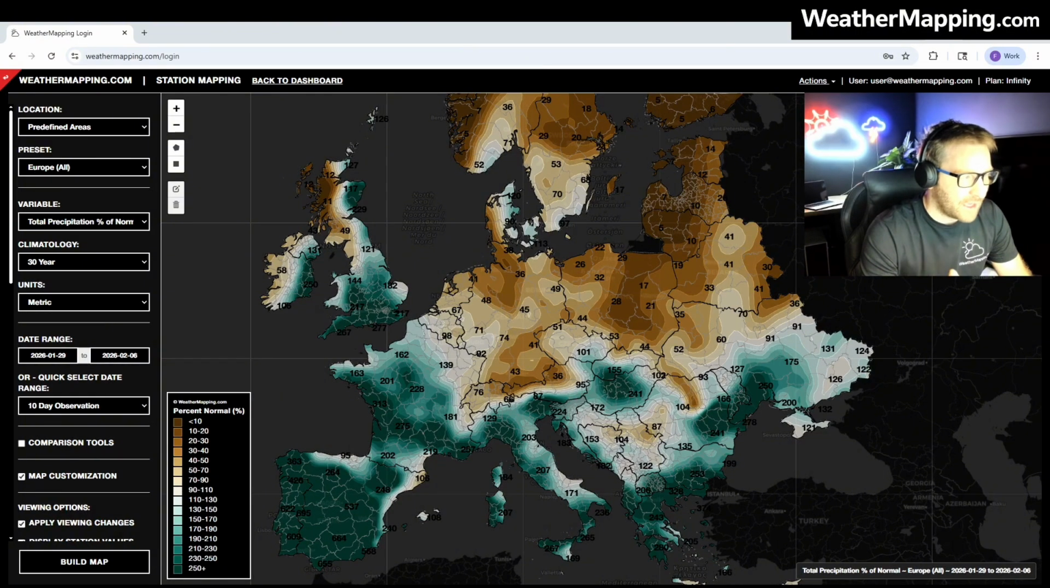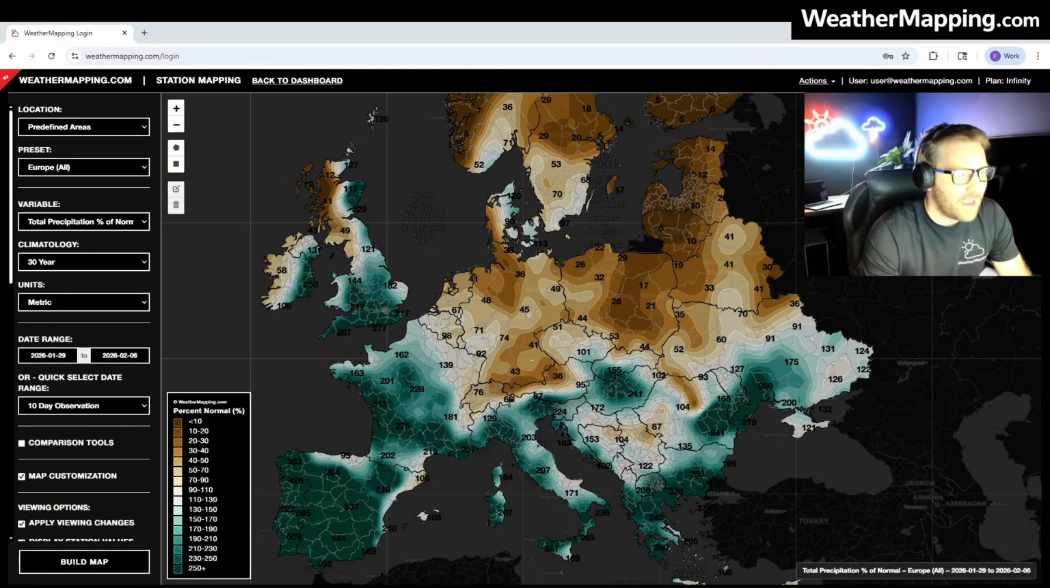This metric is used to compare observed precipitation over a given period to the 30-year average for the same location and same time window. It's calculated using a very simple ratio. So let's have a quick look at the math. Let's say a location normally receives 50 millimeters of precipitation over 10 days, but it actually receives 100 millimeters. So 100 divided by 50 is 200% of normal. That means it received twice as much precipitation as usual.